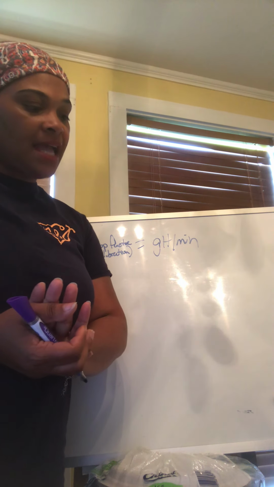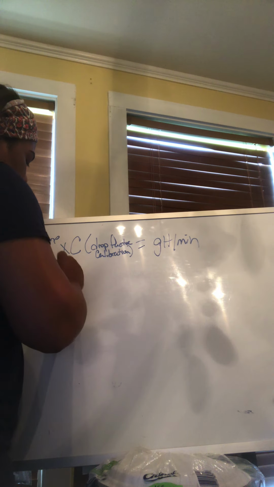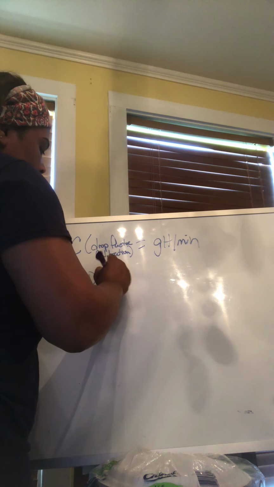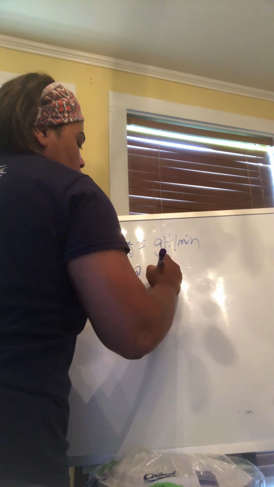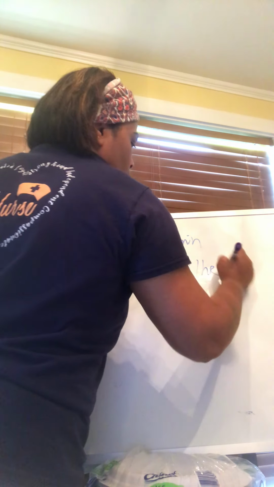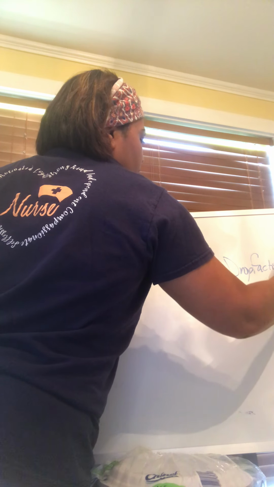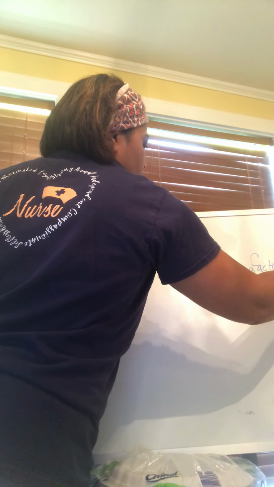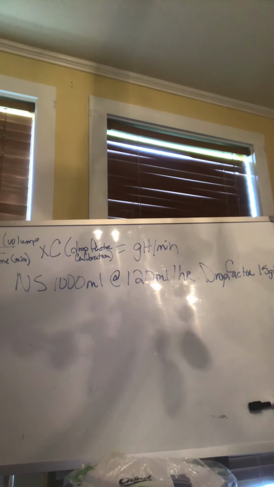Okay, so let's look at one of the problems. The first one, we're going to say normal saline, 1,000 milliliters. It's infusing at 120 milliliters per hour with a drop factor of 15. So our drop factor will be 15 drops per minute. Okay, so let's set up this problem.